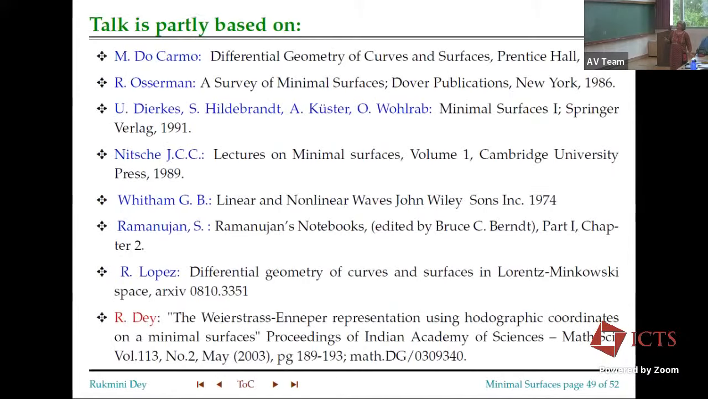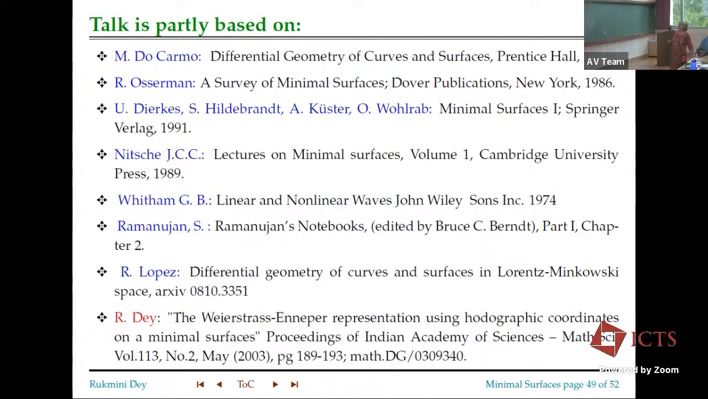And there are various other problems you can think of. There is a lot of connection with number theory and other areas of mathematics. Minimal surface is very rich because it's a 200 or 300 years old subject. A lot of research has gone into it, okay?